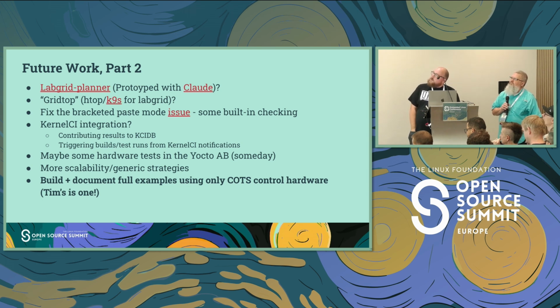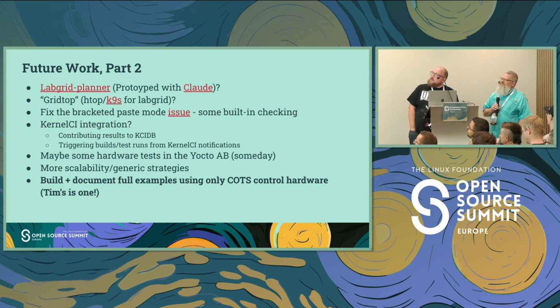There are some issues upstream we'd like to fix. There's one we've run into more than once with how paste mode's handled for some shells. So maybe we could just add some built-in checking for Labgrid. Obviously, there's integration considerations with KernelCI. Maybe some hardware tests we could use Labgrid for in the Yocto Auto Builder. Or maybe QEMU. Yep. More scalability and generic strategies.